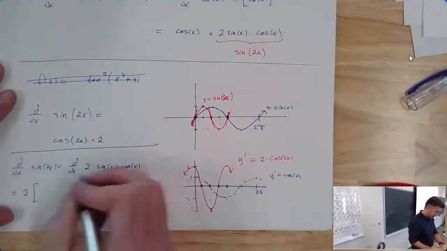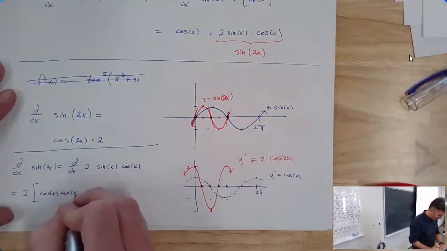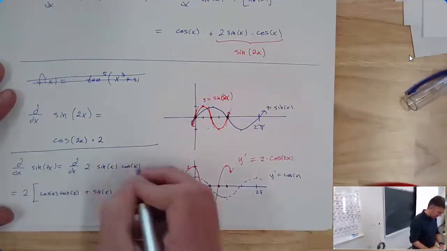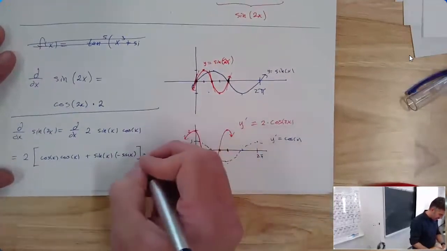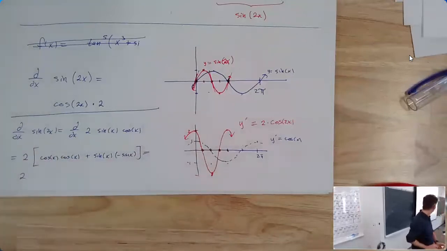So the derivative of sine is cosine, times leave the other thing alone, which is cosine. And then plus sine times the derivative of the other thing, which is negative sine. Now I know this might not look like what it is, but it is. The sentence made more sense in my head.